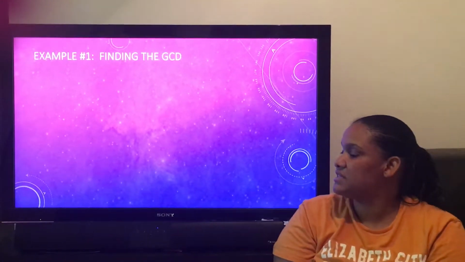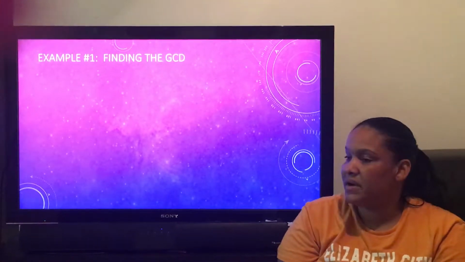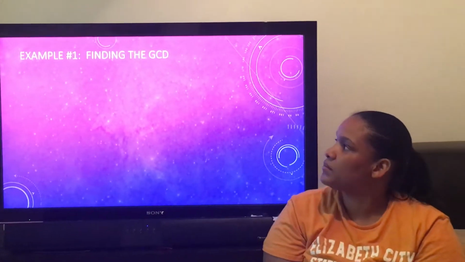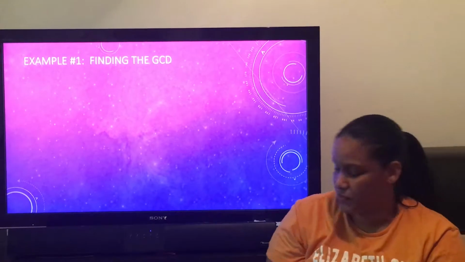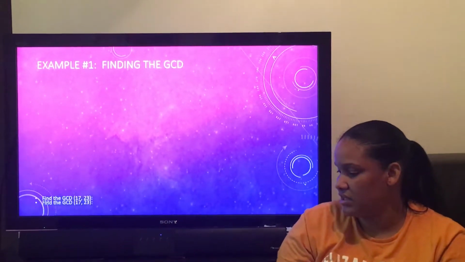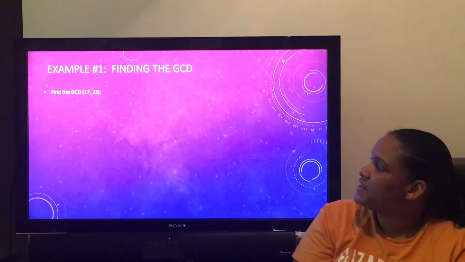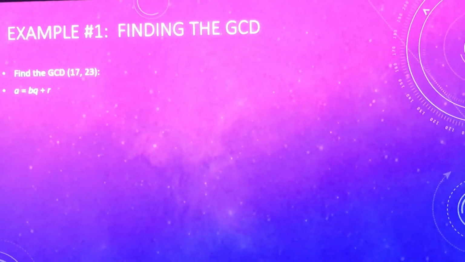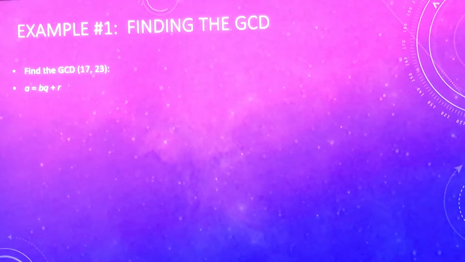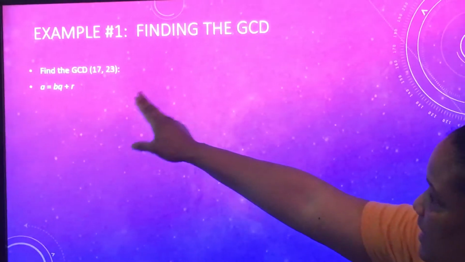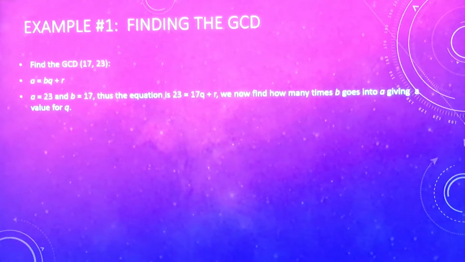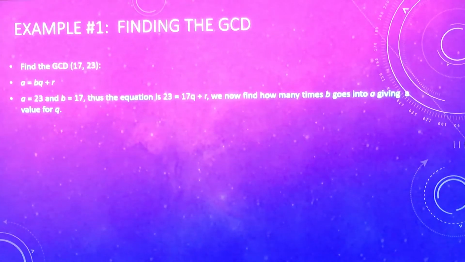So here's example 1. We're going to go through an actual equation, and we're going to find the GCD using the algorithm. It says find the GCD of 17 and 23. First, we have A is equal to BQ plus R, and we're going to use 17 and 23. That is going to be our A and our B. We're going to put A as 23 and B as 17.